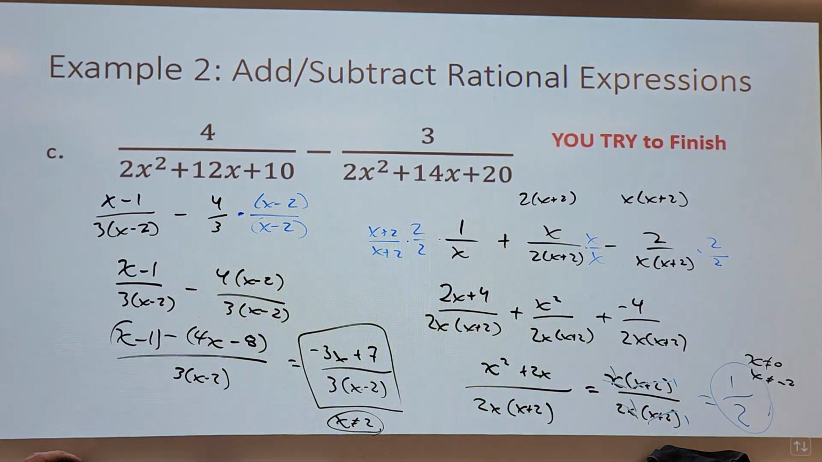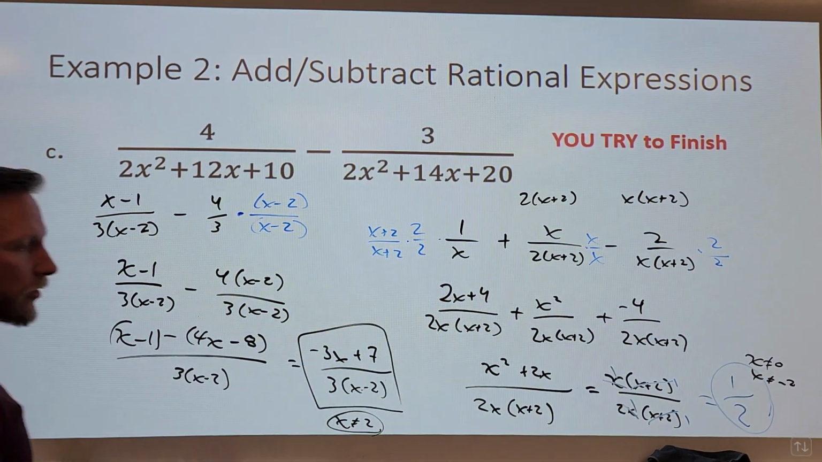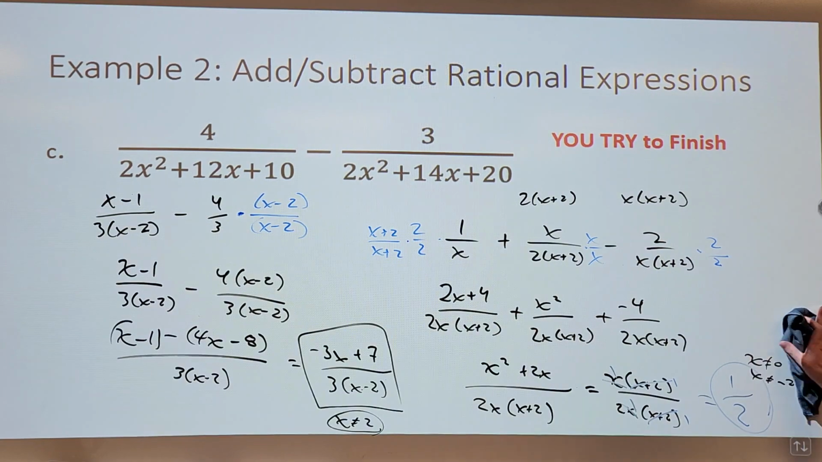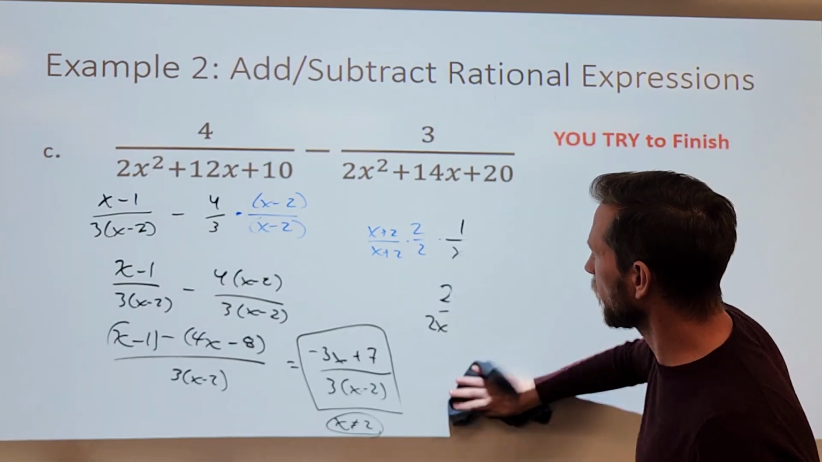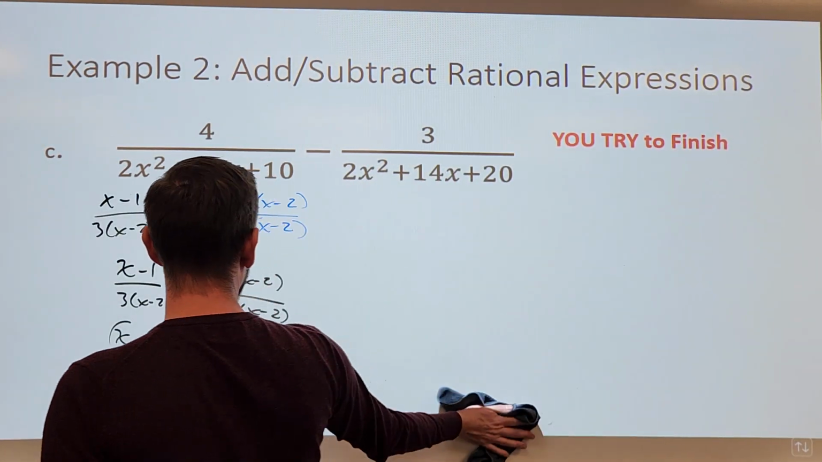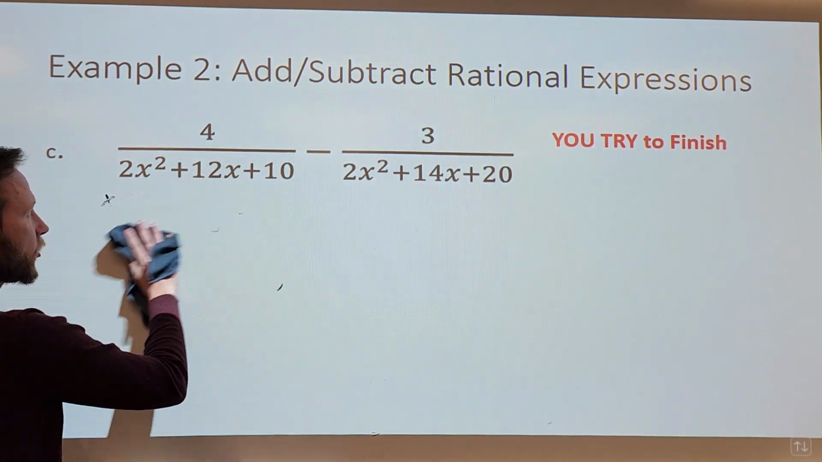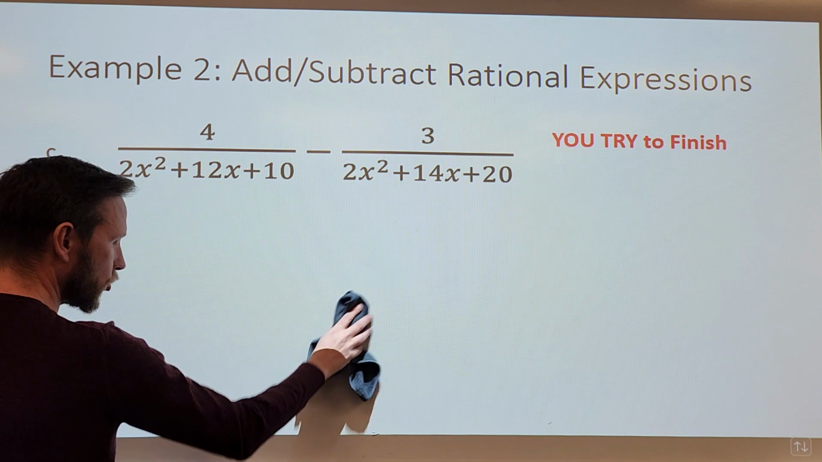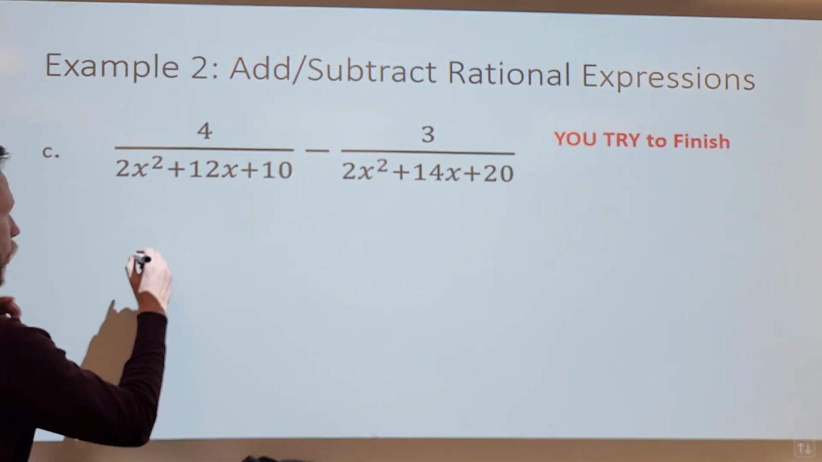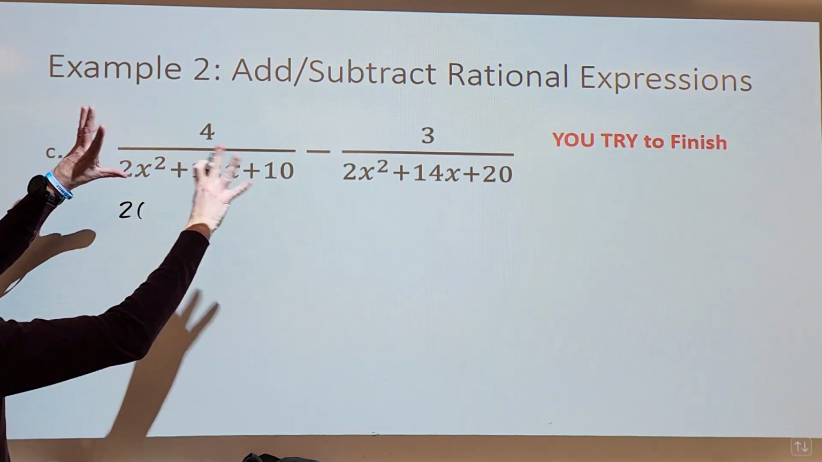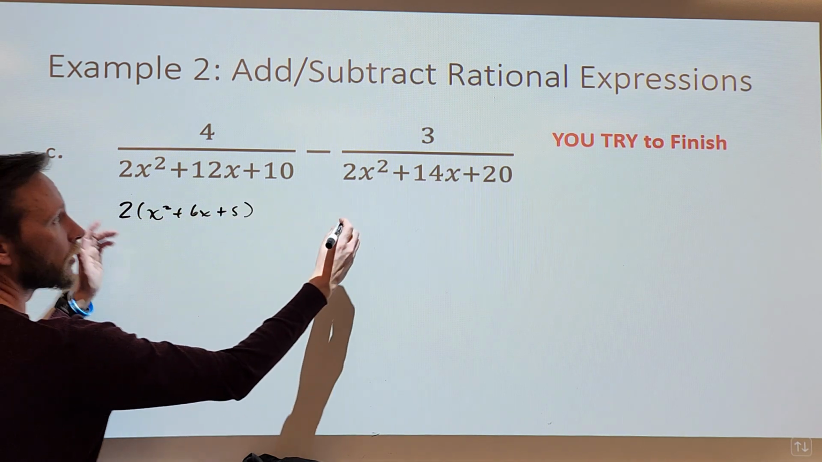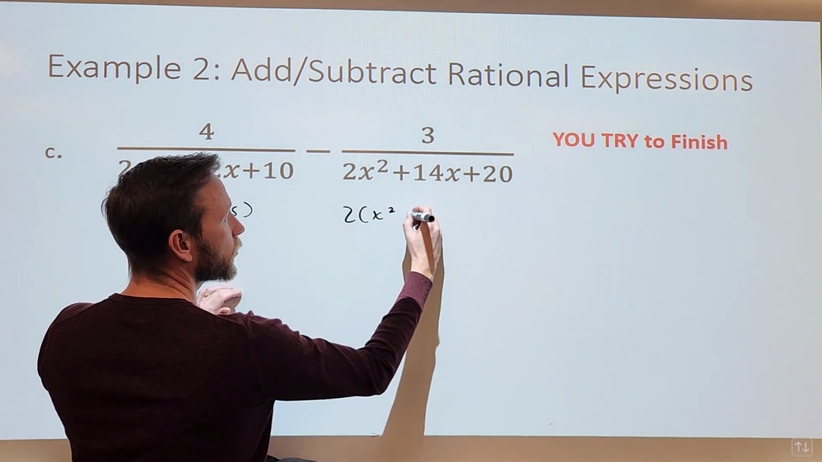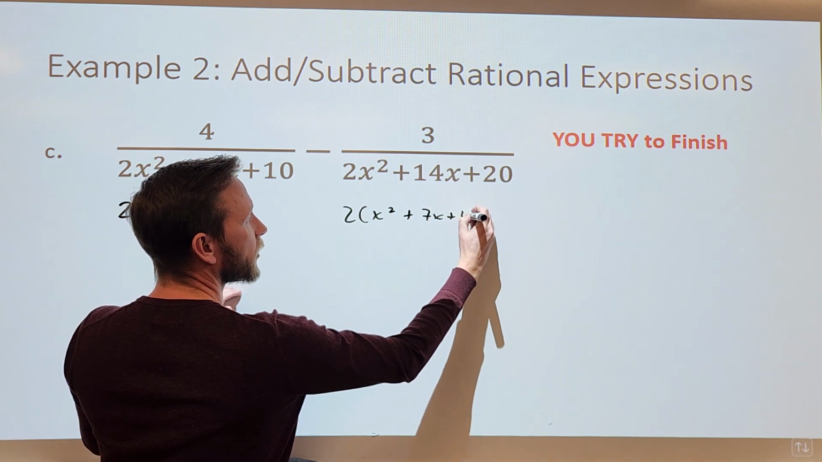I would like for you to try to finish this one, all right? In order for us to try to finish this one, what I want for us to do is factor those denominators. We need to factor those denominators so that we can do that work and do it well. So in this denominator, and if you want to write just the denominator separate, that might be helpful. This one has a factor of 2 also, x squared and 7x and 10.